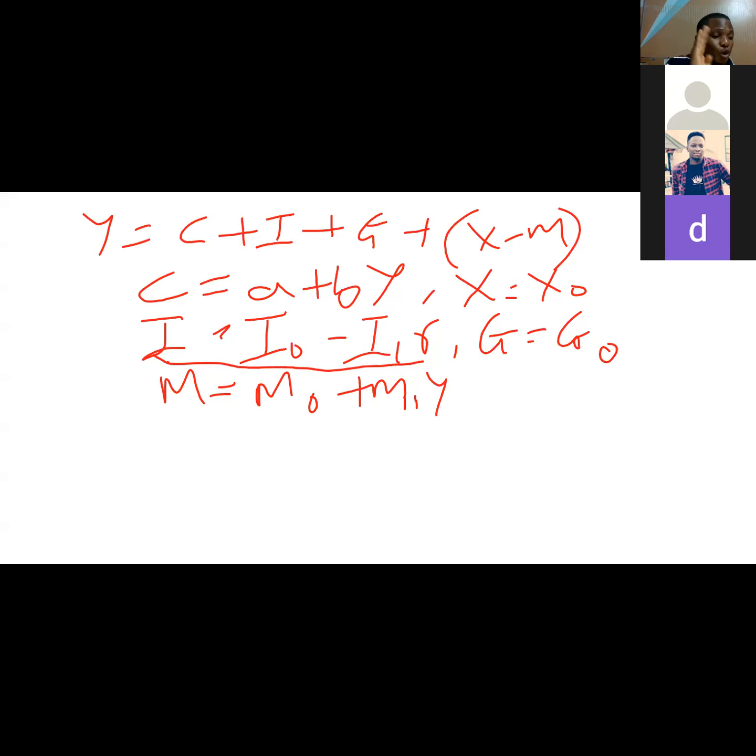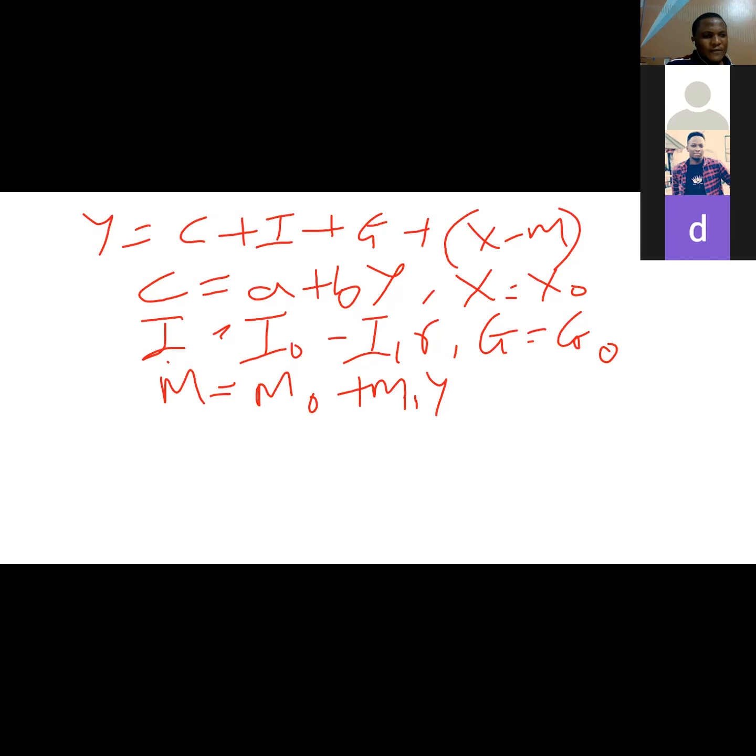When you go to your previous classes, that would have been expanded. C will be expanded, okay? But at this level, I am just considering my policy variable, and that is why I limited my explanation. Let me check again if I have other questions.